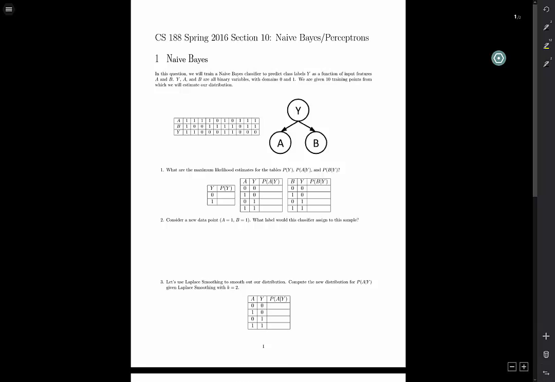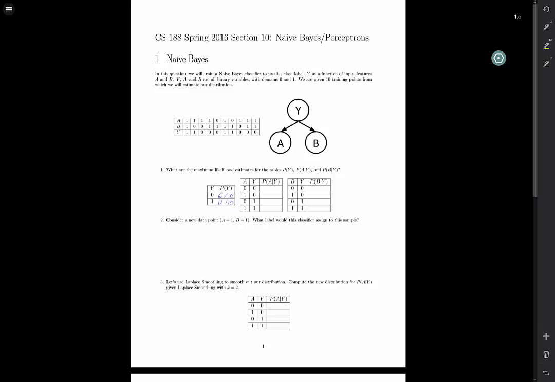So we say, what is the probability that y equals 0? Well, let's count how many times we see y is 0. 1, 2, 3, 4, 5, 6. So we see it 6 times. And how many total examples are there? Well, there's 10. And how many examples are there where y equals 1? 1, 2, 3, 4. And how many total examples are there? 10. And always check that it sums to 1.